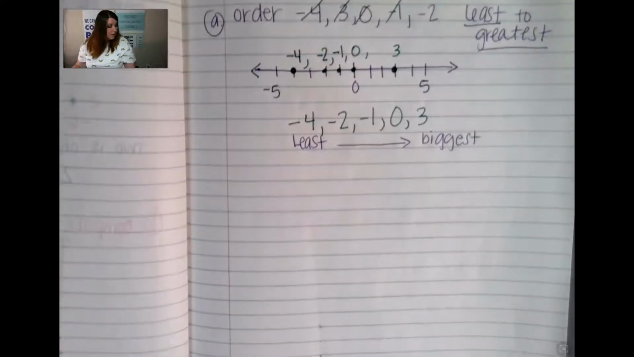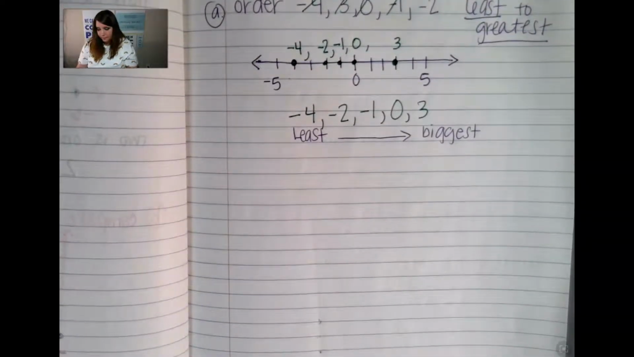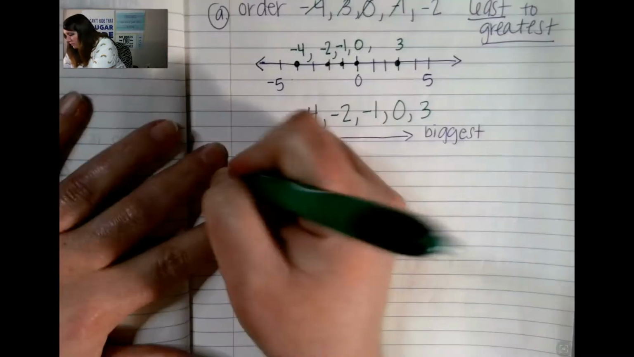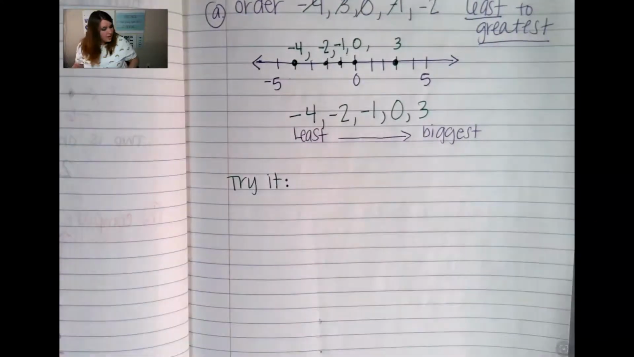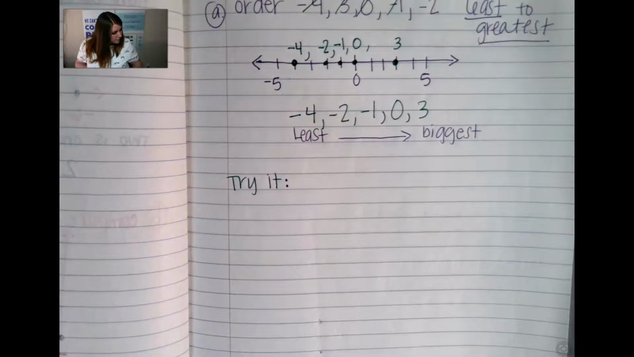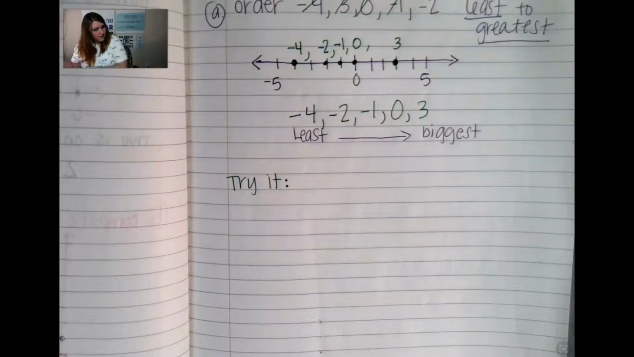All right, it's time for a try it. Yep, we're gonna do a try it right now. All right, try it. Here is your next try it. And your try it says to order the integers from least to greatest.